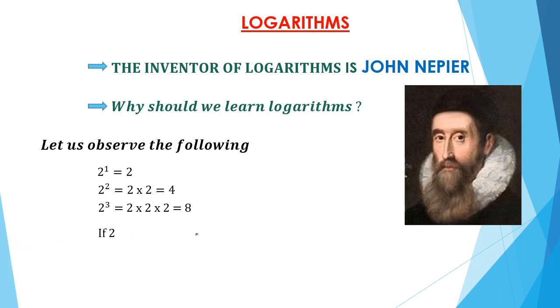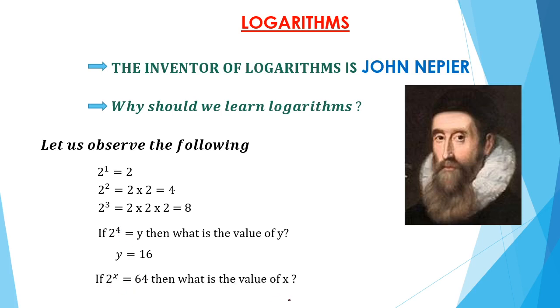See here, if 2 power 4 is equal to y, then what is the value of y? Clearly, you can say that y is equal to 16 because we can write 2 power 4 as 2 into 2 into 2 into 2, 4 twos, and when we multiply those twos, you get 16. So y is equal to 16. And again, use another variable for the exponent like this. If 2 power x is equal to 64, then what is the value of x? Yes, you know already, x equal to 6.